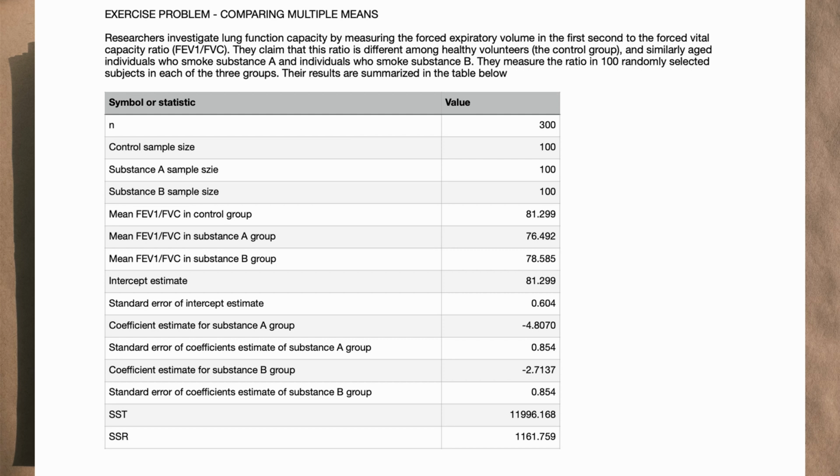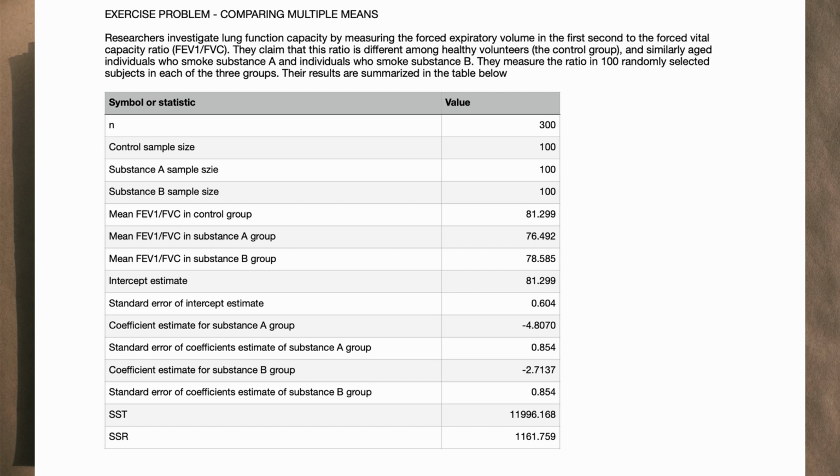It reads, researchers investigate lung function capacity by measuring the forced expiratory volume in the first second to the forced vital capacity ratio, and we abbreviate that by FEV1 over the FVC. It's a measure of how well your lungs are performing. They claim that this ratio is different among healthy volunteers, that's the control group, and similarly aged individuals who smoke substance A and individuals who smoke substance B.